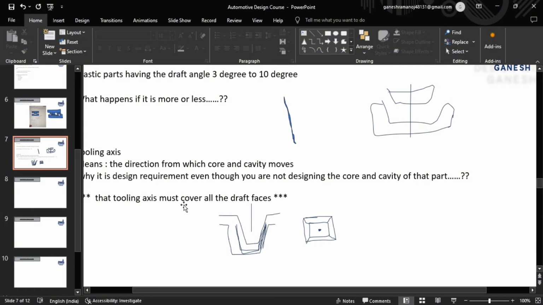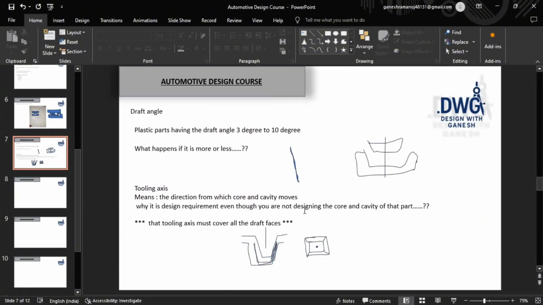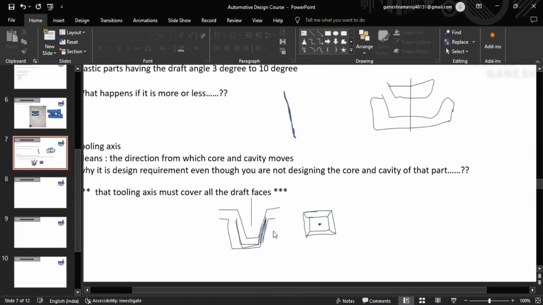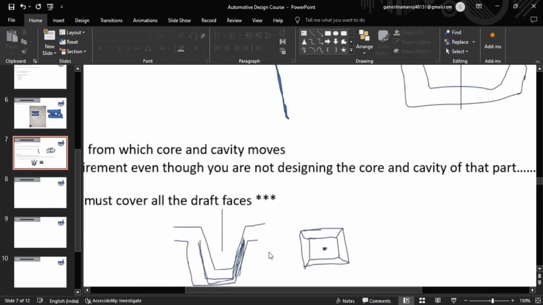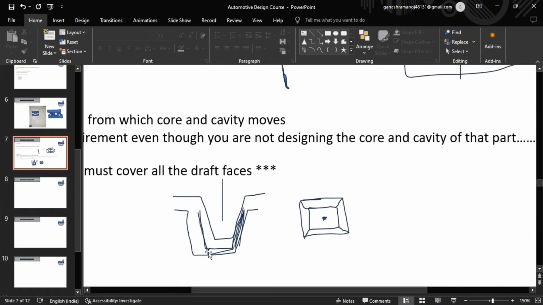Okay, so now let's talk about the question. Why is it a design requirement even though you are not designing the core and cavity of the part? What the question means is, you are making this inner part only, but the tooling axis is more related to the core and cavity designer. So why is it important for you to keep this drafting angle, the tooling axis?